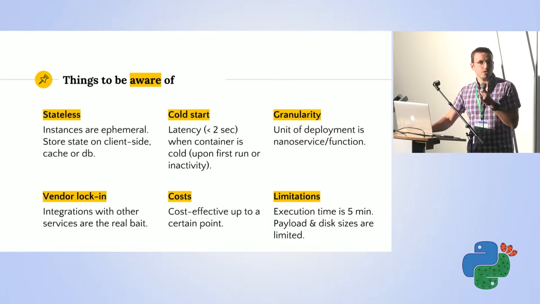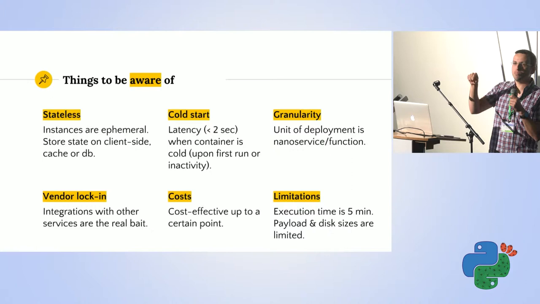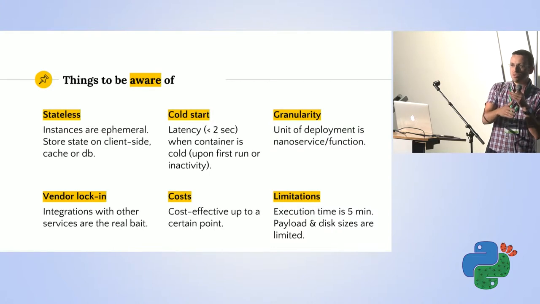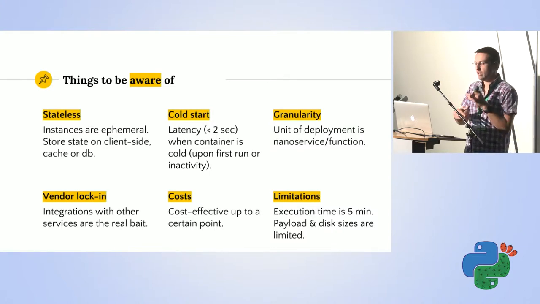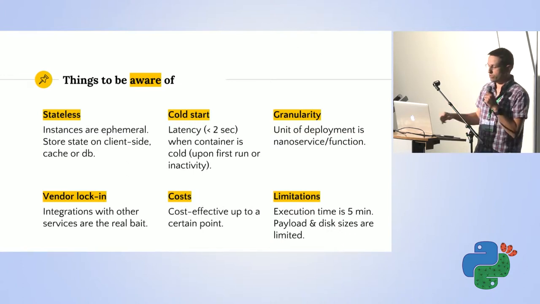There's an aspect of vendor lock-in. So most of the events are integrated to the same provider. So as I said, S3 is by AWS. So if you want an event on storage, you're tied to S3 when you're using AWS Lambda. And so this is the other side of this. So you should be aware that the lock-in is not in the function itself, but all the integration and the event types that you use for the function.